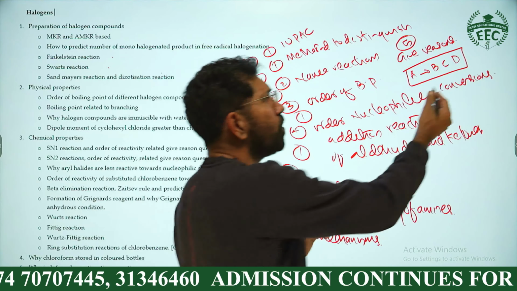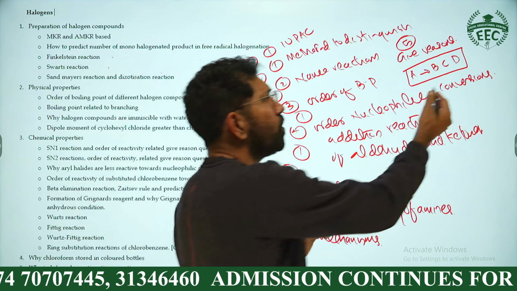Each and everything is written here. I will send that link here. You can download it later. These are the important topics in organic chemistry. Now see, in halogen compounds, other than these, mechanisms, as I told you, you may get more than 2 marks because it may include SN1, SN2.